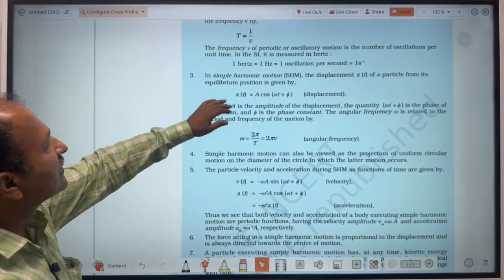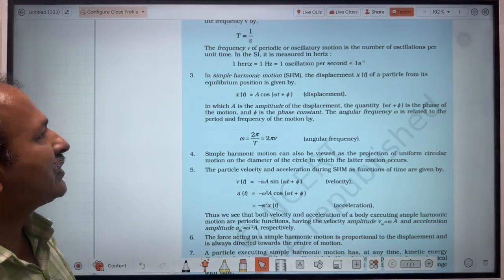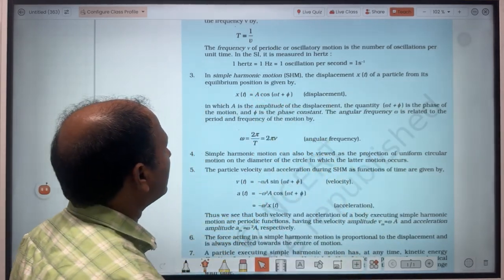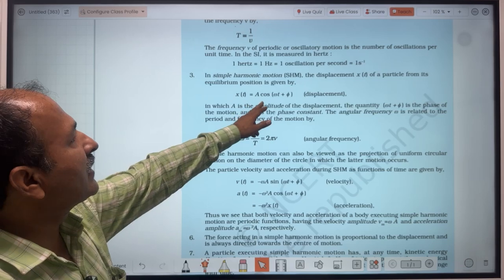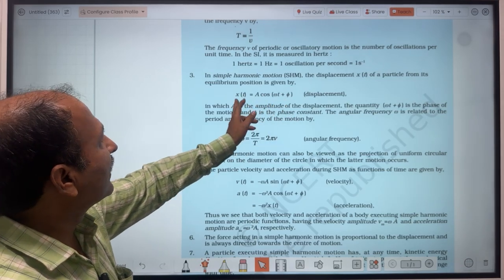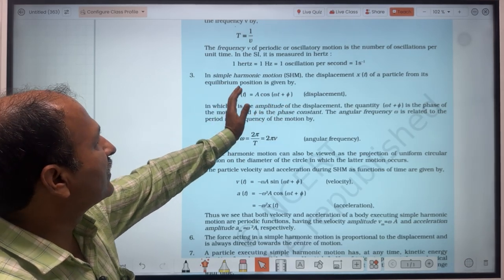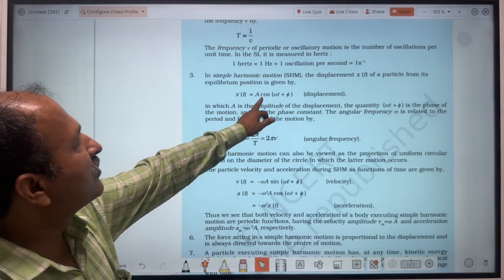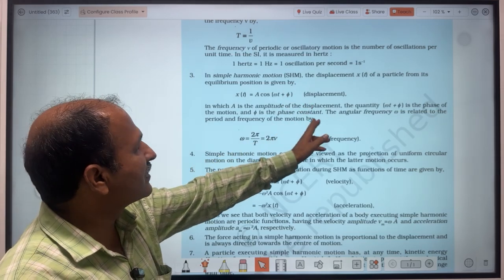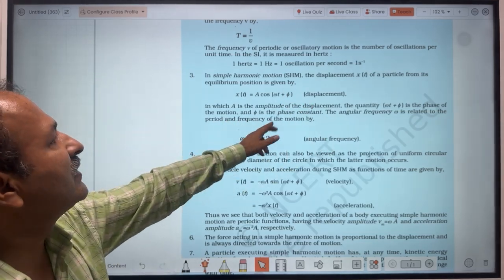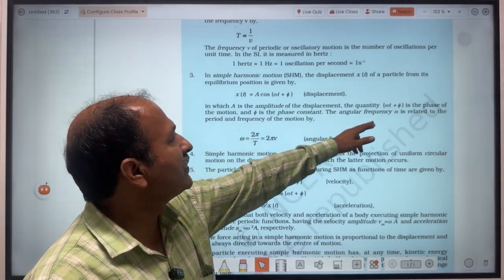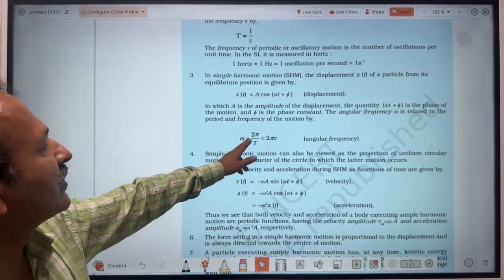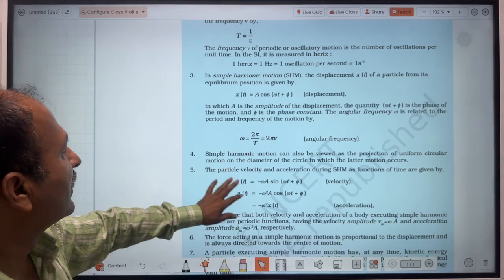Now, another thing is there, in simple harmonic motion, the displacement x of a particle from its equilibrium position is given by x equal to a cos (omega t plus phi). Here x is a function of time, that is why it is written inside the bracket. This is the displacement equation, in which a is the amplitude of the displacement, the quantity (omega t plus phi) is the phase of the motion, and phi the phase constant. The angular frequency omega is related to the period and frequency of the motion, that you know very well. Omega is 2 pi by T, or 2 pi nu.